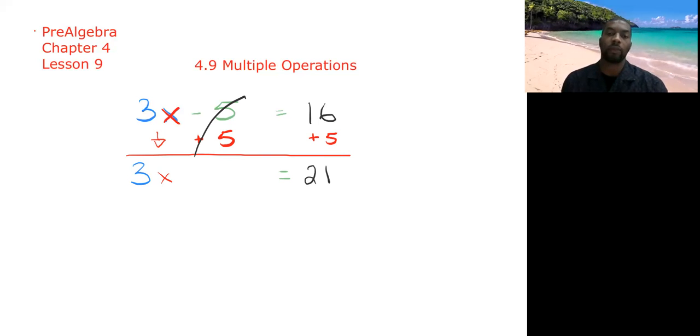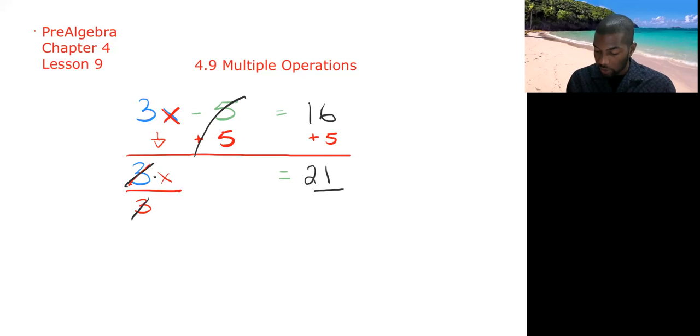What times 3 equals 21? So now I notice that I have multiplication, right? Because 3x is really 3 times x. So now I'm going to use division to get rid of the 3. So I'm going to divide by 3. 3 divided by 3 is 1, so these cancel each other out. These negate.